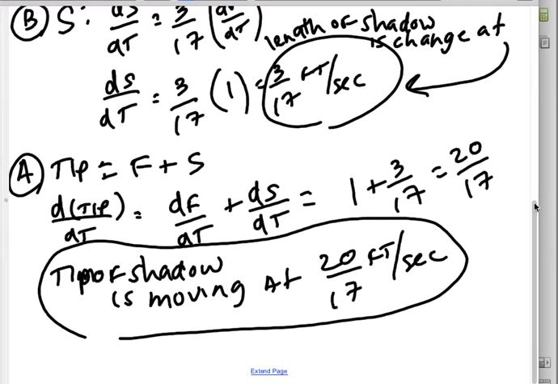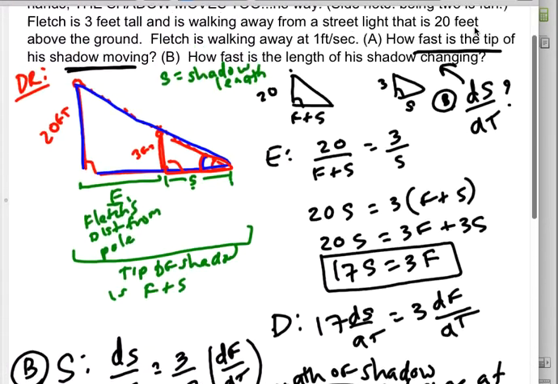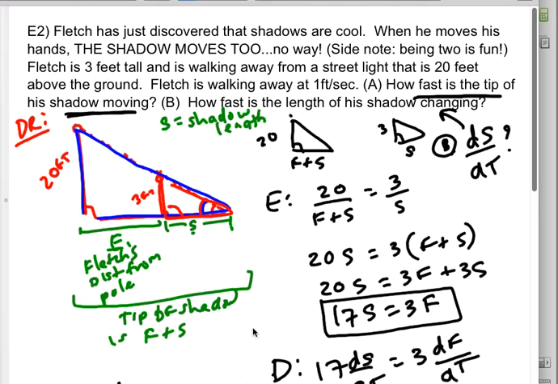So when you hear a shadow problem, it's almost always about proportional triangles. There's generally a lamppost. Sometimes the kid is walking towards the streetlight. Sometimes the kid is walking away from the streetlight. Sometimes it's not a kid. Sometimes it's a random person. But, you know, in this case, it was Fletch.